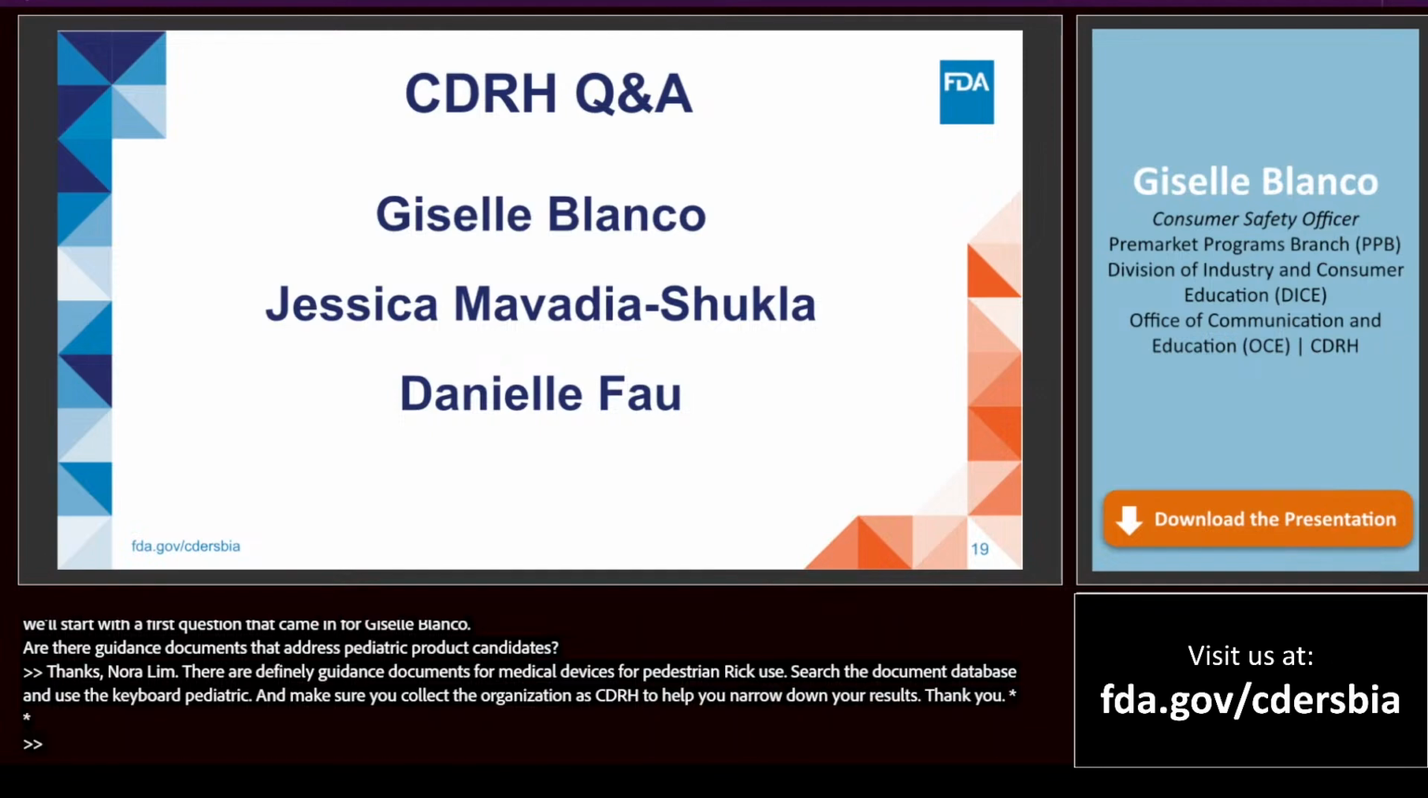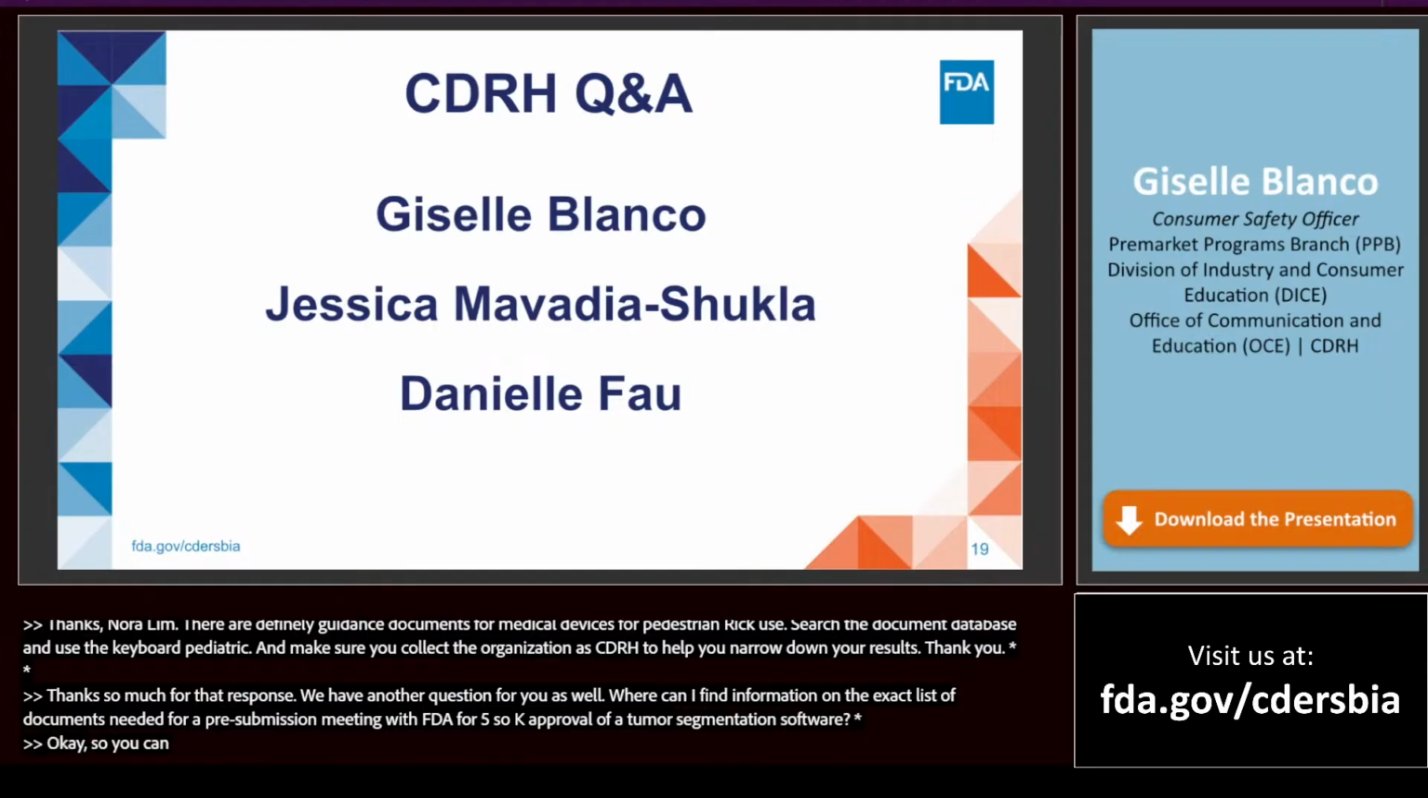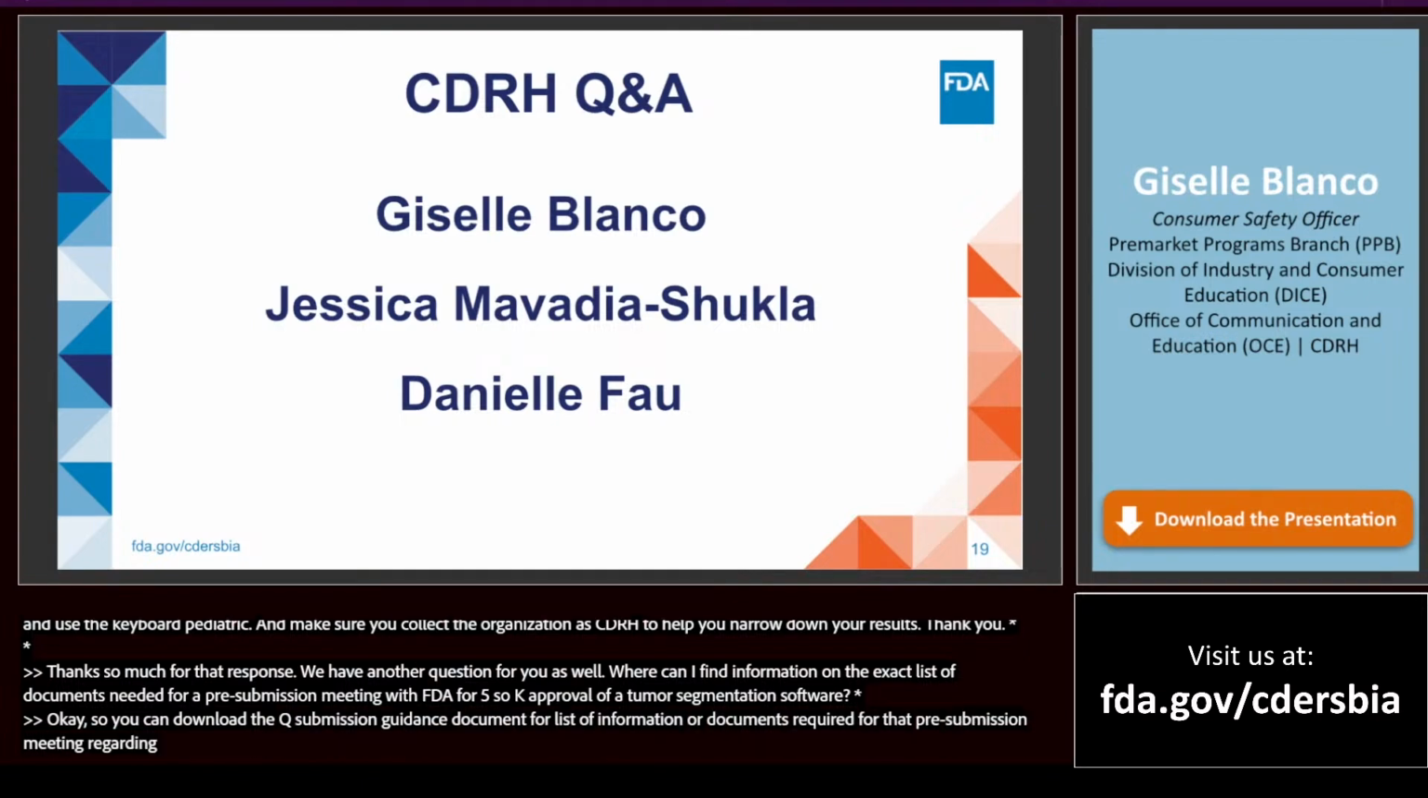We have another question for you as well. Where can I find information on the exact list of documents needed for a pre-submission meeting with FDA for 510(k) approval of a tumor segmentation software? Okay. You could download the Q-submission guidance document for a list of information or documents required for that pre-submission meeting regarding your tumor segmentation software.